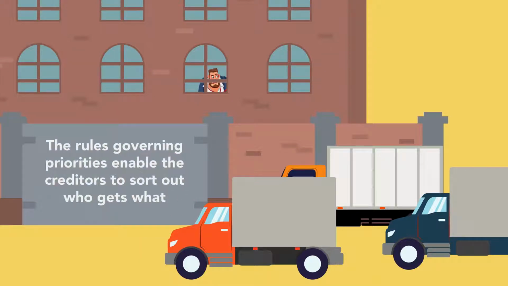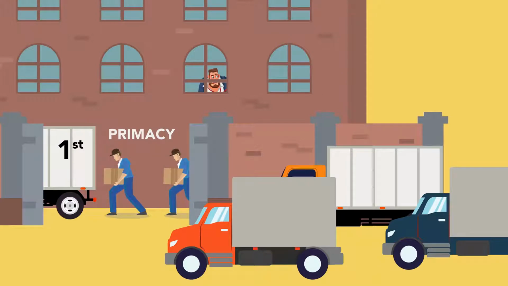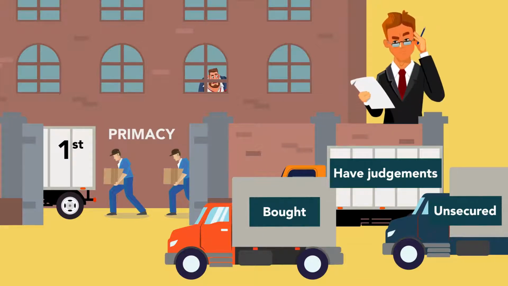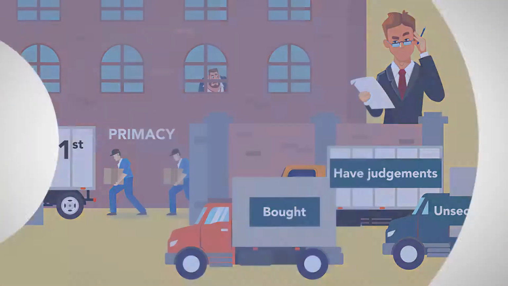The rules governing priorities enable the creditors to sort out who gets what, with priority for the first place secured creditors. However, not all of the creditors are governed by the Article 9 priority rules. Some have bought the debtor's assets, others have judgments from the courts, and some may be unsecured. If the widget business has formalized its insolvency with a bankruptcy filing, the trustee overseeing the bankruptcy will have a significant presence. These conflicts present complex priority issues. Keep in mind that priorities are only relevant when there are multiple interests in the same collateral.